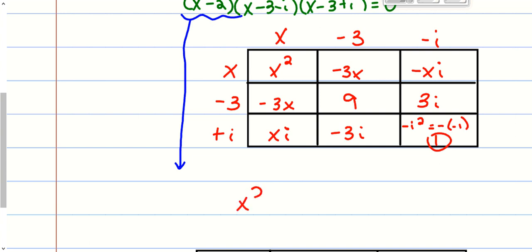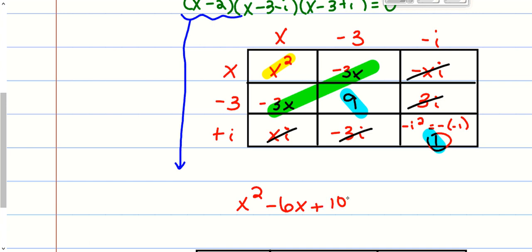So we have x squared. That one's done. Then, like terms, we have our x's. So negative 3x and another negative 3x will be negative 6x. Then, if you look carefully, xi and negative xi cancel each other out. Negative 3i and positive 3i cancel each other out. Then I have 9 and 1, which is going to give me 10. So plus 10 here. I'm going to put that in parentheses. It is equal to 0.